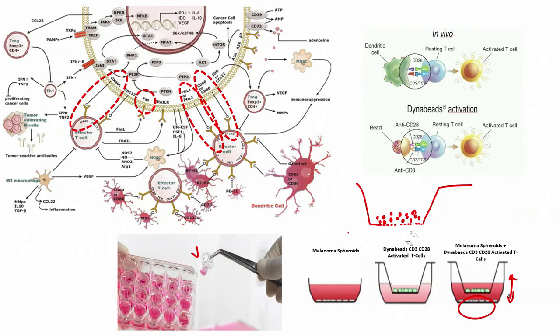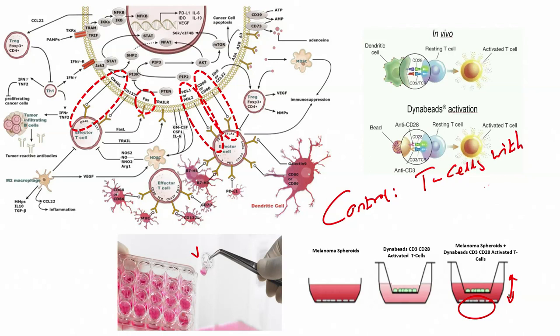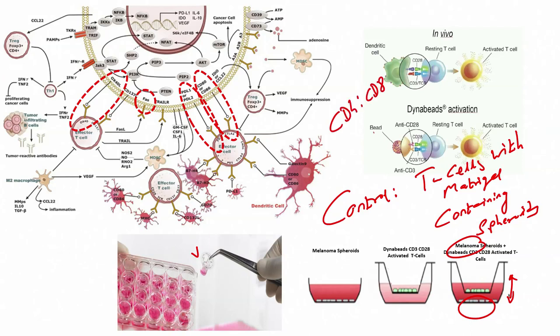So, our control would be T cells with Matrigel containing spheroids, right. The spheroids are melanoma spheroids. This is our control. There is no treatment. After 24 to 48 hours, we will see the CD4, CD8 ratio using flow cytometry analysis, okay.